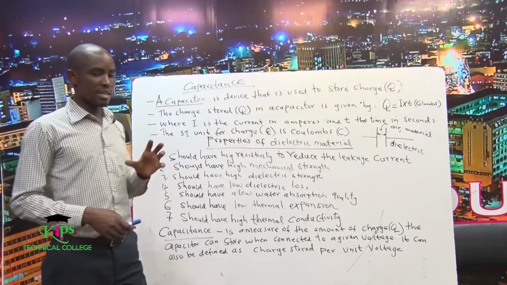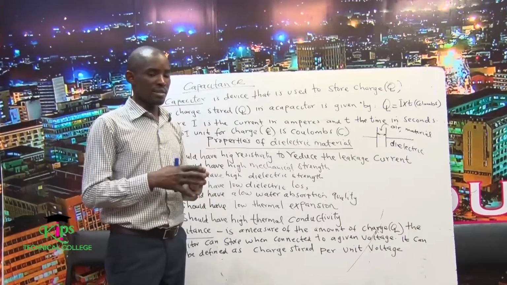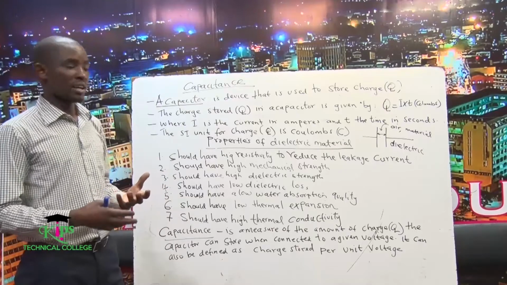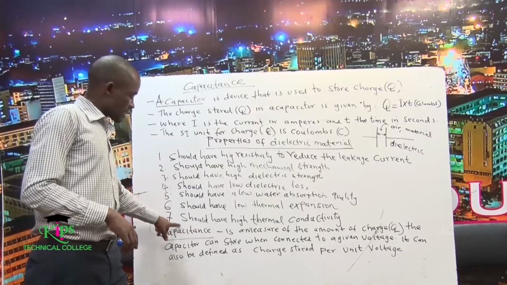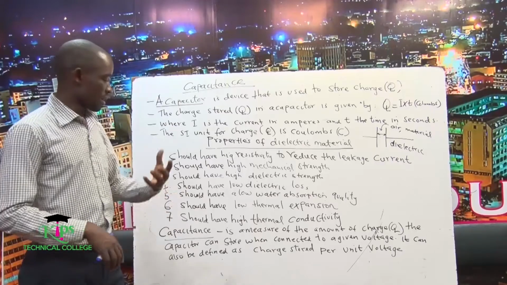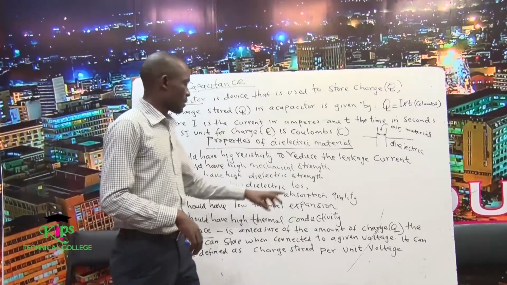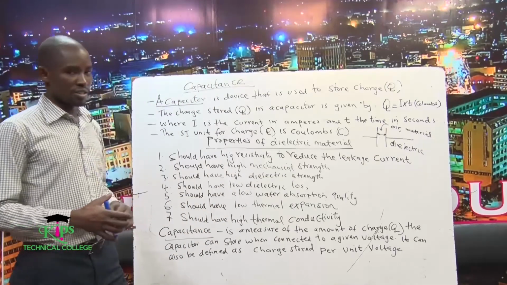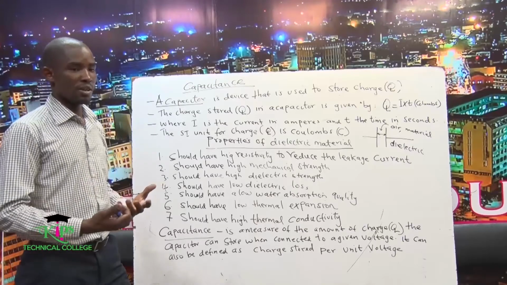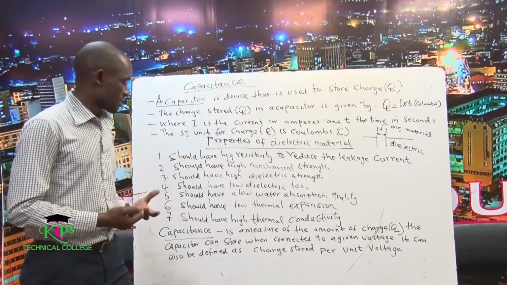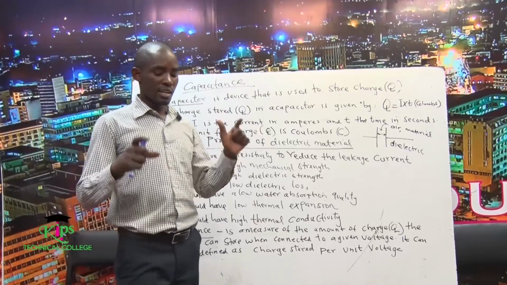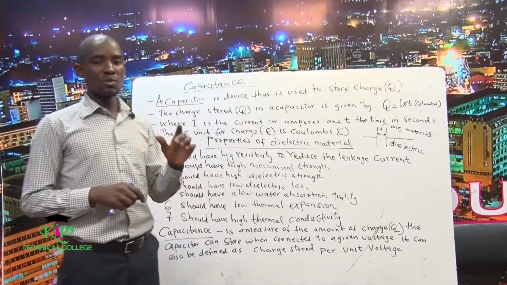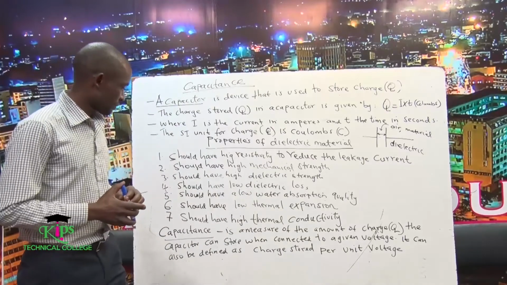So capacitance is the ability to store charge, the capacity to store charge. So if a capacitor has got a big capacity to store charge, then we say the capacitance of that capacitor is very high. So capacitance is a measure of the amount of charge the capacitor can store when connected to a given voltage. So capacitance defines or describes the amount of the charge that a given capacitor will be able to store when it is connected to a given source of voltage.